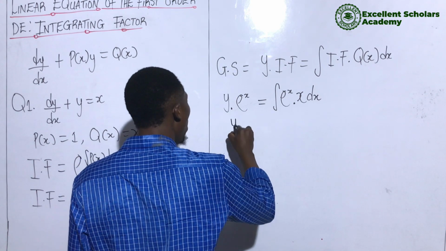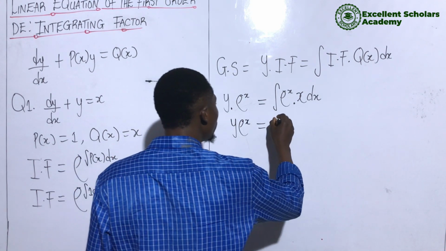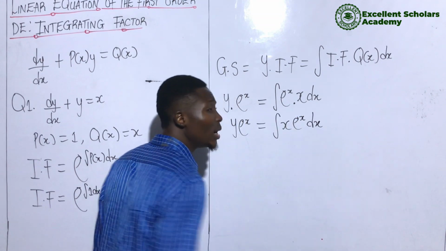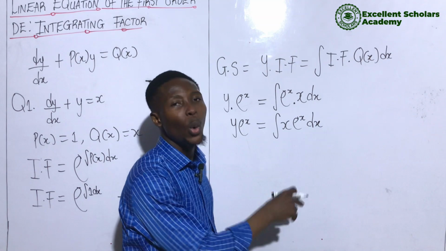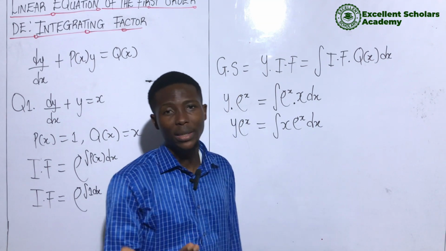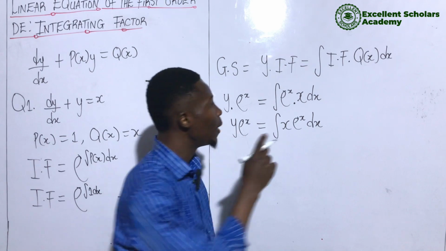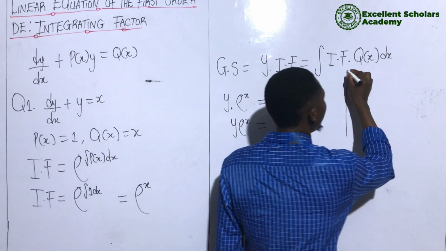So this becomes y exponential x is equal to the integral of x exponential x with respect to dx. Now we have to integrate this. We can only integrate this by parts. So we are going to integrate x exponential x by parts. Now let's quickly do that here.